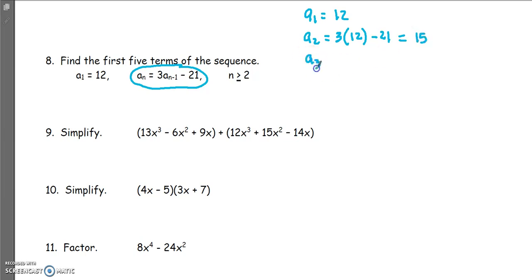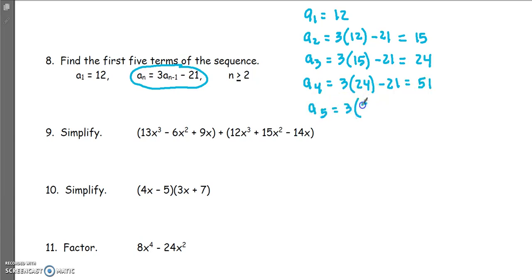So then to find my third term, I'll do 3 times my previous term, which is 15, minus 21, and I will get 24. And to find the fourth term, I will say 3 times my previous term, which is 24, minus 21, which will give me 51. And my fifth term, I will say 3 times my previous term, which is 51, minus 21, which will give me a total of 132. So my first 5 terms would be 12, 15, 24, 51, and 132.